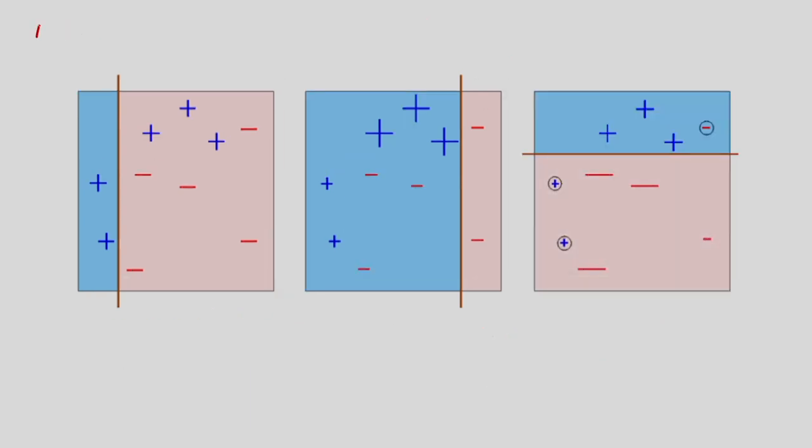So, after round 3, you can see first we considered H1, after this we considered H2, now we are considering H3. These are all weak classifiers, and corresponding to H3 also you can see there are some misclassifications. So, this is the misclassification.